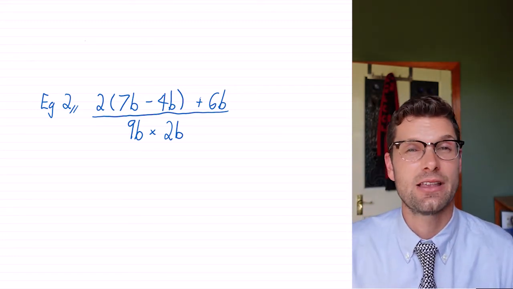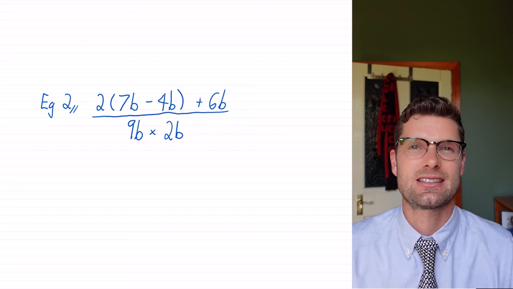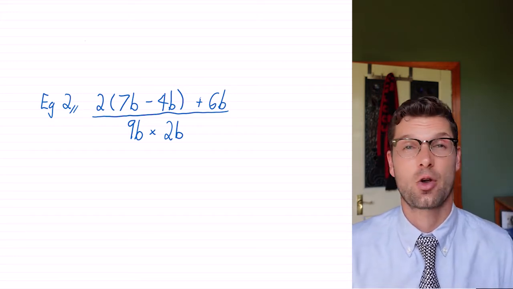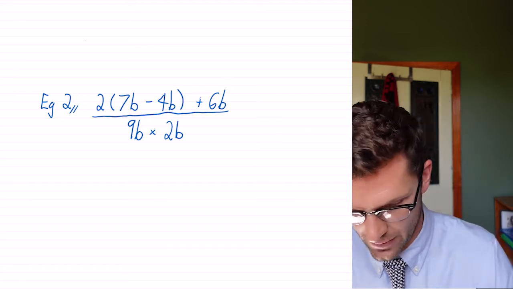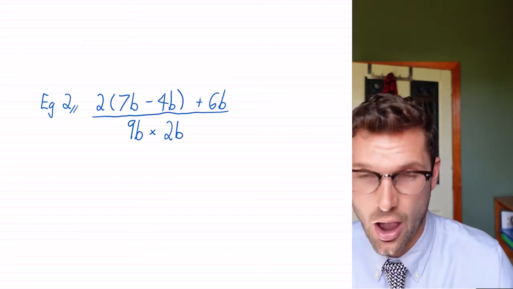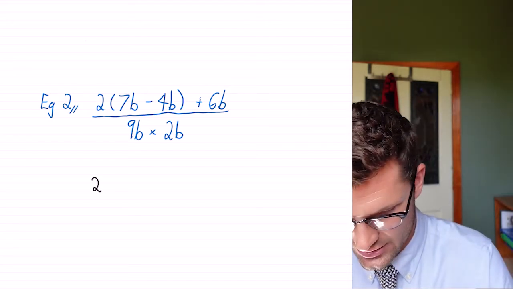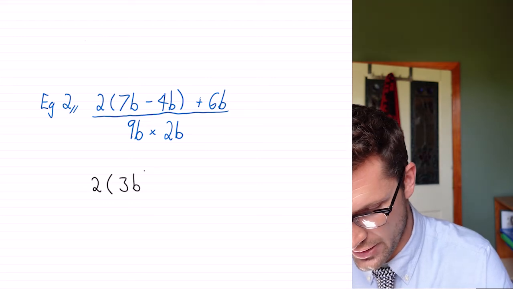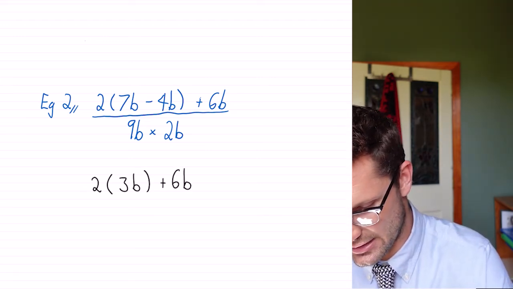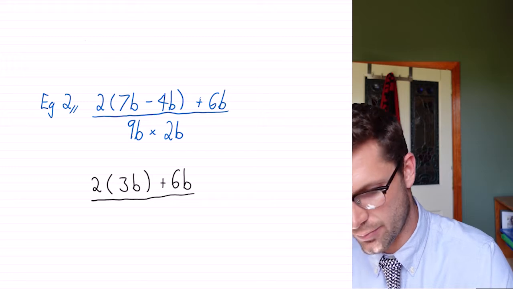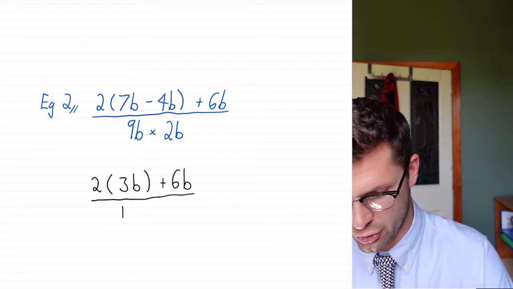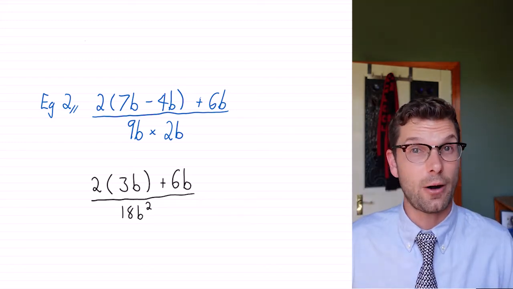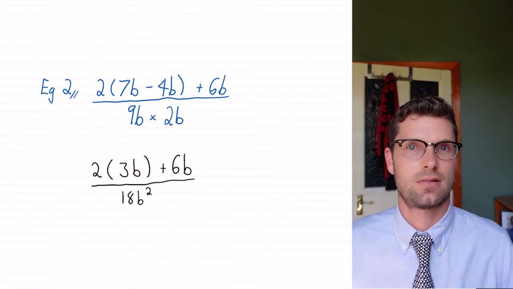Something like this looks really difficult, but when we break it down into its steps, we're going to find it okay. So we're going to treat the top and the bottom like 2 separate equations that we're going to do at the same time. So for this one, I'm going to do our brackets first. So we've got 7b minus 4b is equal to 3b plus 6b, all divided by 9b times 2b, which is 18b squared. So that's that kind of bracket idea that we're doing the top and the bottom separately.